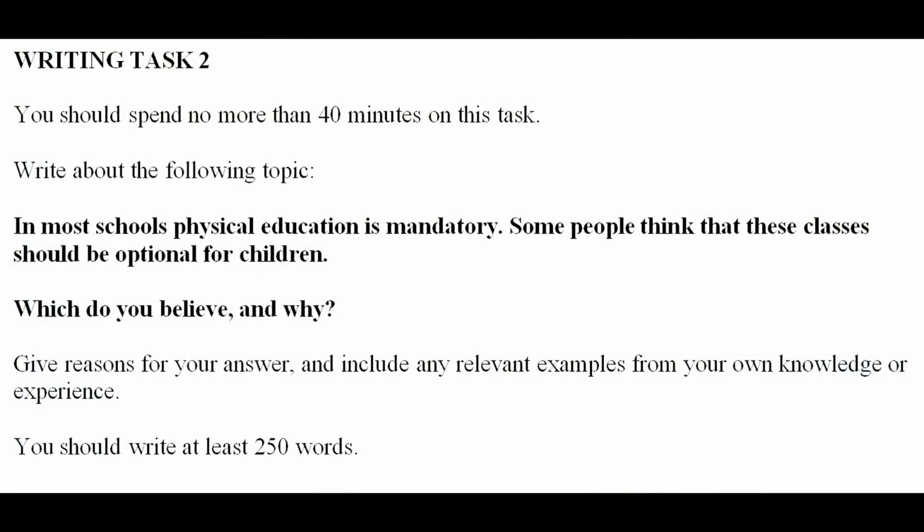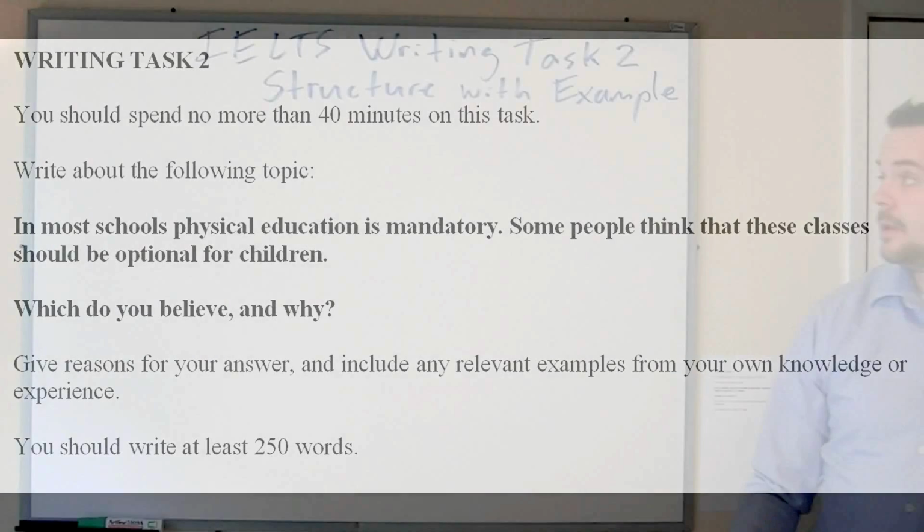Writing task 2. You should spend no more than 40 minutes on this task. Write about the following topic. In most schools, physical education is mandatory. Some people think that these classes should be optional for children. Which do you believe and why? Give reasons for your answer and include any relevant examples from your own knowledge or experience. You should write at least 250 words.